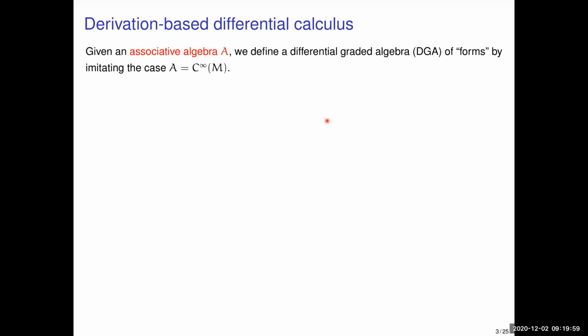Okay, so what is this derivation-based approach to non-commutative geometry? I have a lot of things popping up on my screen. I hope they are not covering the slides. They are covering my slides on the screen, but okay. So let me know if you cannot read for some reason.